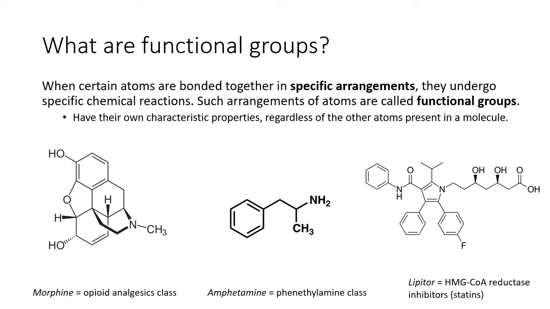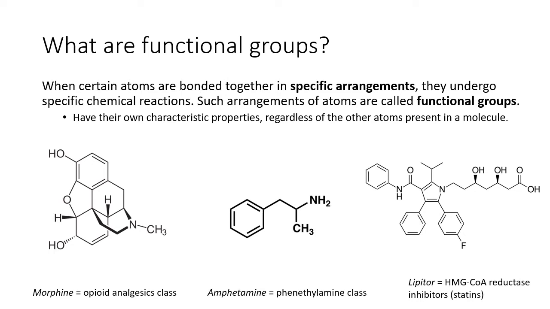And each functional group will have its own properties, regardless of what other atoms are present in that molecule. And so when we look at a molecule, we can pick out these functional groups or these arrangements of atoms, and then later we'll learn all the individual functional groups separately. So what you're going to end up having to do in this chapter is essentially make flashcards and memorize the different names and structures of the major functional groups.